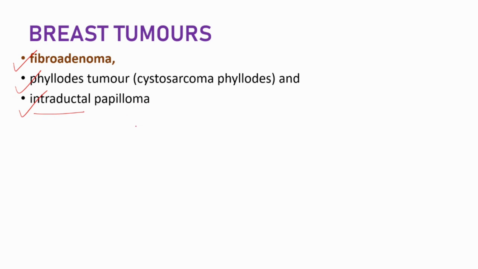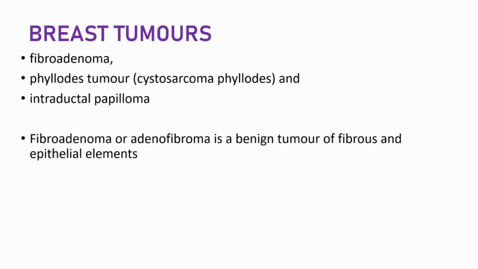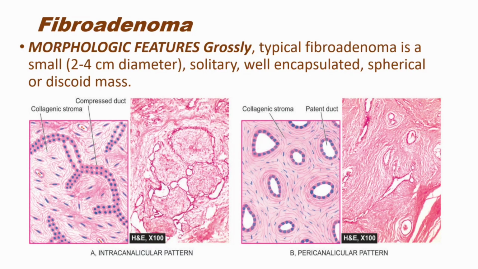Intraductal papillomas are seen in the ducts. Phyllodes tumors are particularly seen with connective tissue, and fibroadenomas can also be seen in duct cells. If you see the first one, fibroadenoma, these are mostly benign. Fibroadenoma or adenofibroma is a benign tumor of fibrous and epithelial elements, seen in both fibrous and epithelial tissue. Morphologically, fibroadenomas are usually small, 2 to 4 centimeters in diameter. They are solitary, well encapsulated, and spherical or discoid masses.